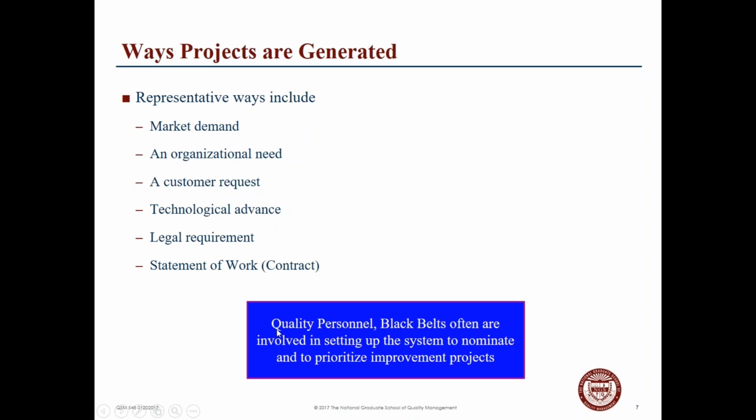Quality folks and black belts are usually and many times involved in looking at how we are going to nominate and prioritize improvement projects, because in a lot of organizations there may be multiple projects that are important, and how do we prioritize them if there are resource constraints and things like that.